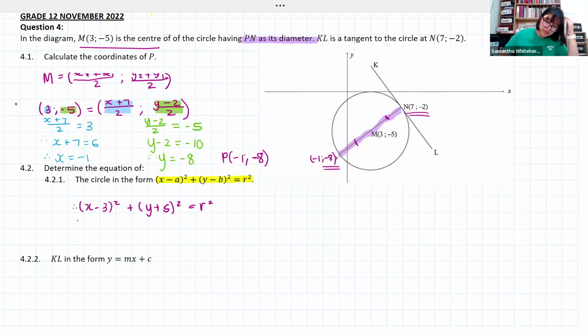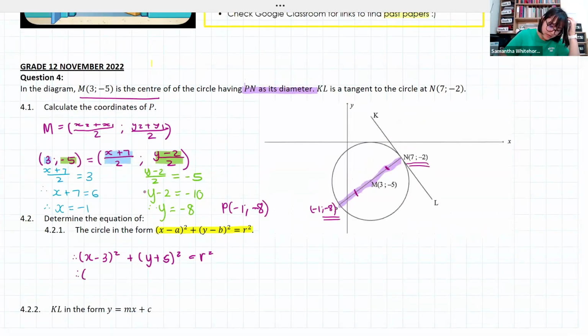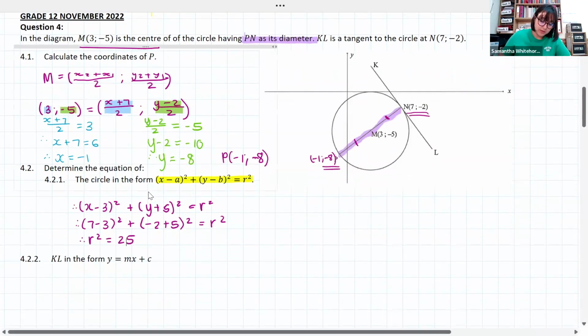So N's x coordinate is 7. (7 − 3)² + (−2 + 5)². And that will give you what r² is. Just use your calculator. There is no point in trying to do it in your head. That gives you r² is equal to 25. So now you know your radius is 5 units, but remember, we don't care about that. We care about what r² is.